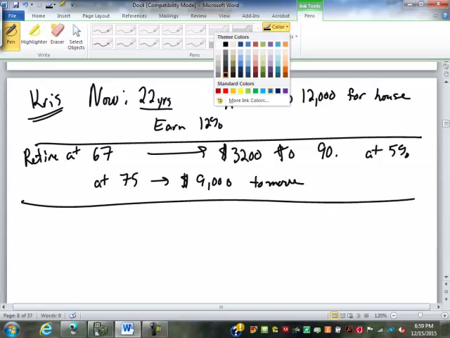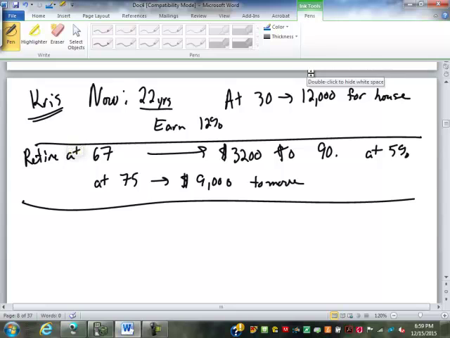This is exactly the same problem as the other one, just different numbers. We start with the drawing out, the liquidation phase. Start with the payment. $3,200 a month times 1, 2, 3. 1 plus 5% while we're drawing, so 0.05 divided by 12.